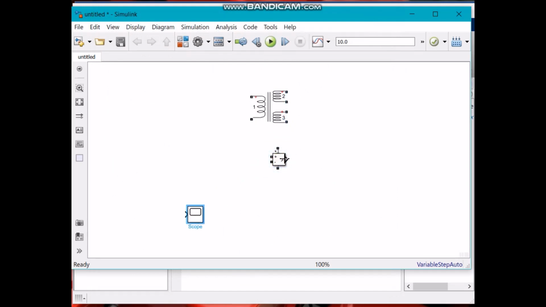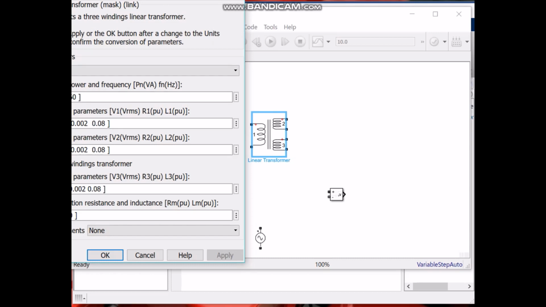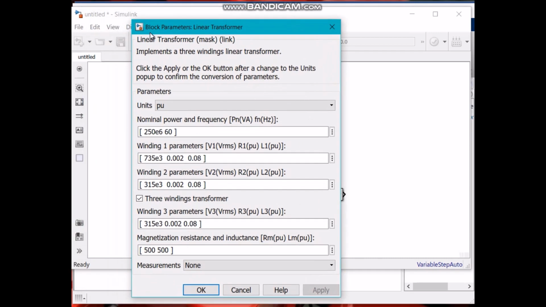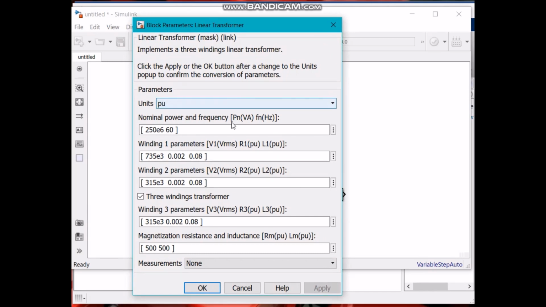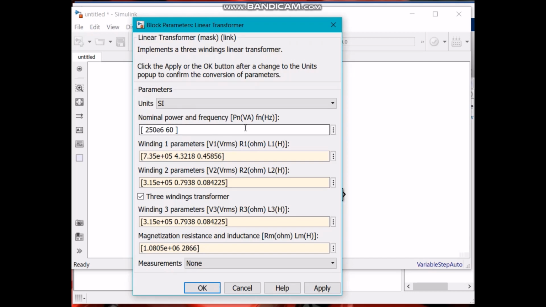Okay, the first thing you have to do is to go to the properties of transformer, and you can change the unit from per unit to SI unit. Simple. Okay, this is basically the rating of the transformer, and this is the frequency. You can change it to like 50 hertz. We use 50 hertz in Pakistan, so we can change that. Other than that, we don't need to change anything else. It's just the resistance and inductance.